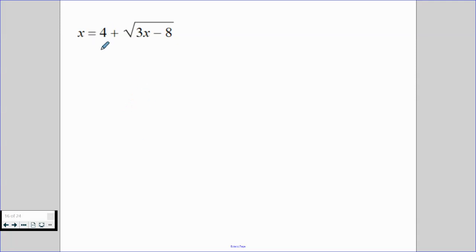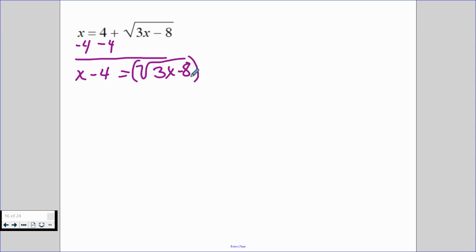So I wanted to go over a couple of the problems from yesterday from the practice quiz that were commonly missed. And so we're going to start with the one here. For this one, we want to isolate our radical. So I'm going to start by subtracting that 4 to move it over. So I have by itself my square root of 3x minus 8.